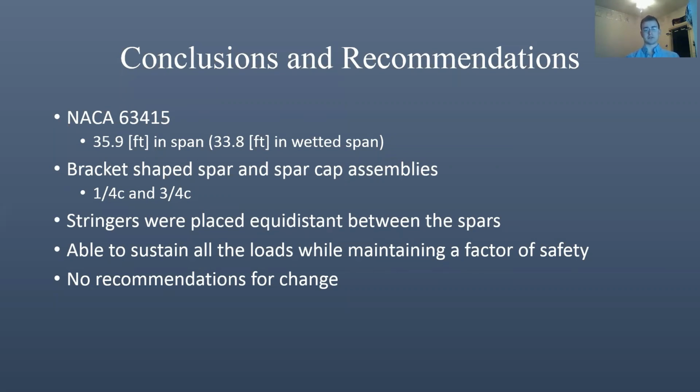All in all, the wing structure was able to sustain all loads while maintaining a factor of safety. Because of this, there are no recommendations for change at this time. In the future, a more comprehensive model and analysis may yield results that require changes to be made, but at this time, the model is able to perform to the criteria assigned.